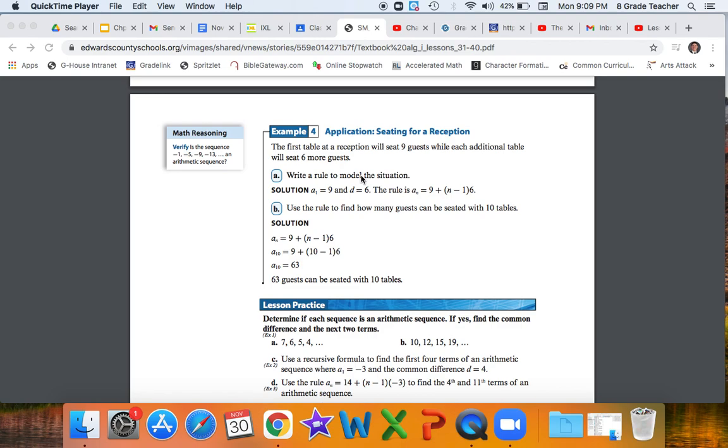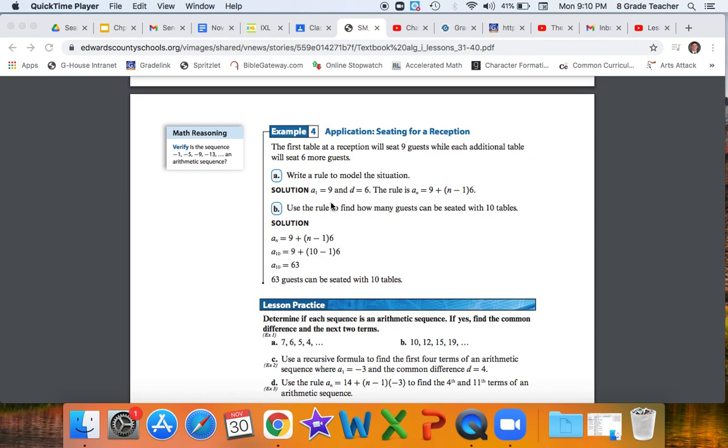So here's an example. You're trying to plan out the space, the seating for maybe your future wedding reception, and the head table has 9 people, obviously the bride and the groom and all of the bridal party, and then you have everybody else sitting at smaller tables. So the first term is 9, and then the common difference is 6.